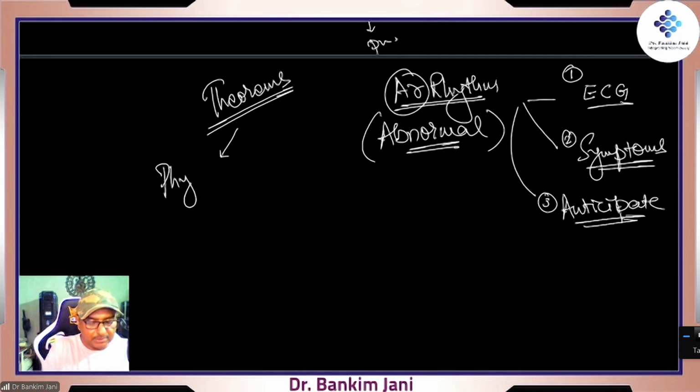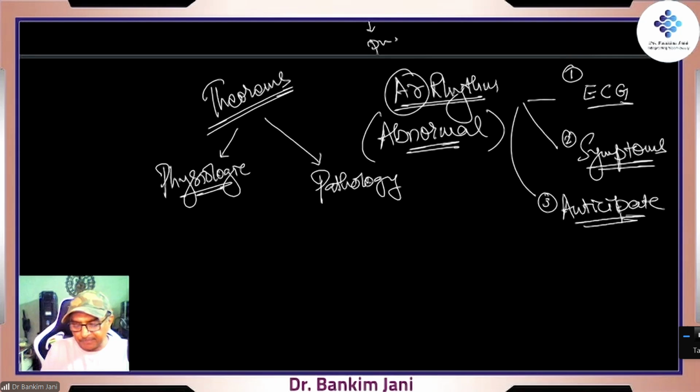physiological. Physiological means what is going on right now in you and me, which is completely normal. The heart is beating. And if someone develops any abnormality, that is what is called pathology. So one thing you must have understood, that when the heart is beating in a different rhythm, the chances of having pathology are very high.